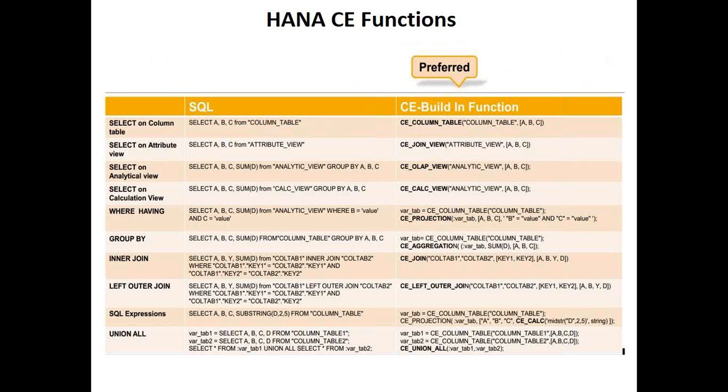This is the simple concept of CE functions. If you write select A, B, C from a table, you use CE_COLUMN_TABLE with the table name and field names. That is the syntax. If you want to select from an attribute view, use CE_JOIN_VIEW. If you want to select from an analytic view, use CE_OLAP_VIEW. If you want to select from a calculation view, use CE_CALC_VIEW.